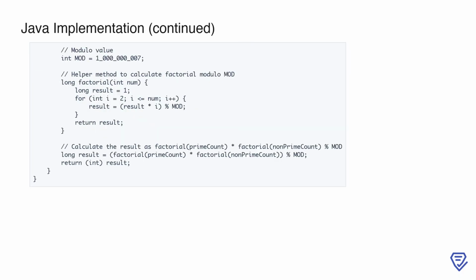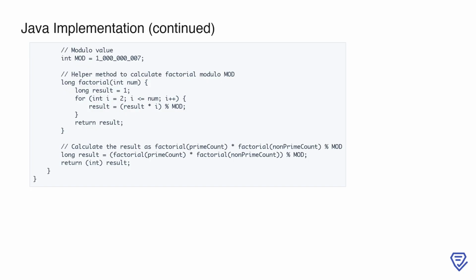Now, we define the constant mod, set to 1,000,000,007, which helps us avoid integer overflow by keeping our calculations within this modulo value. Next, we create another helper method called factorial, which computes the factorial of a given number modulo mod. It starts with an initial result of 1 and iterates from 2 up to the given number, multiplying the result by the current number and taking modulo mod at each step to ensure the result remains manageable.